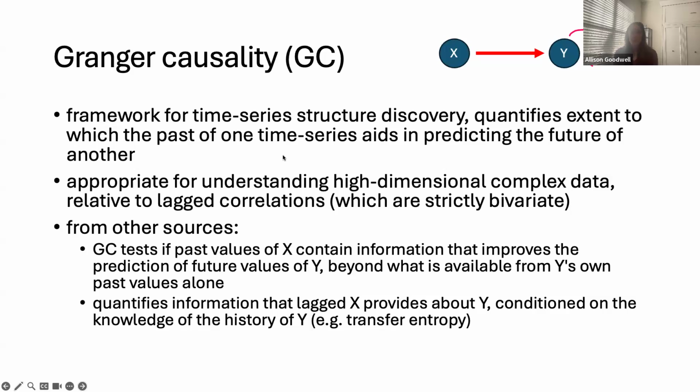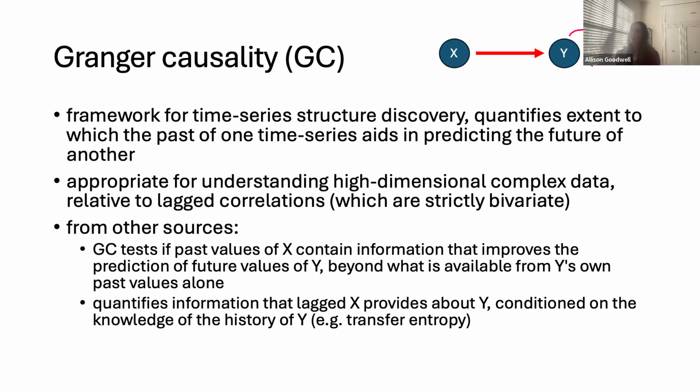It's appropriate for understanding high dimensional and complex data, relative to what you might do as a first stab when you have a lot of variables and you're wondering about their interactions, which might be a lagged correlation analysis. Because the lagged correlation analysis is strictly pairwise, it's just looking at the pairwise lagged correlation between different variables, and that may or may not tell you something about causality.